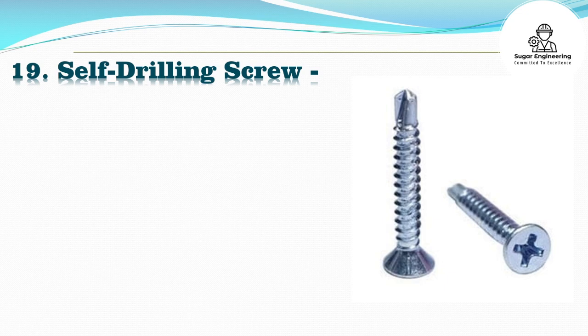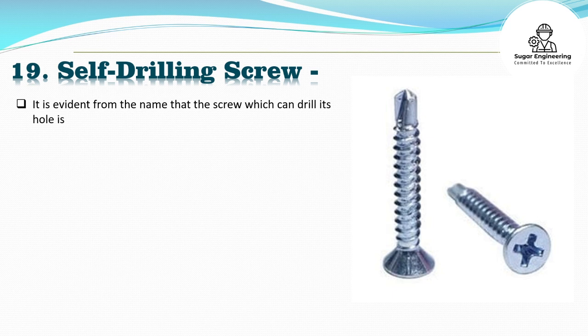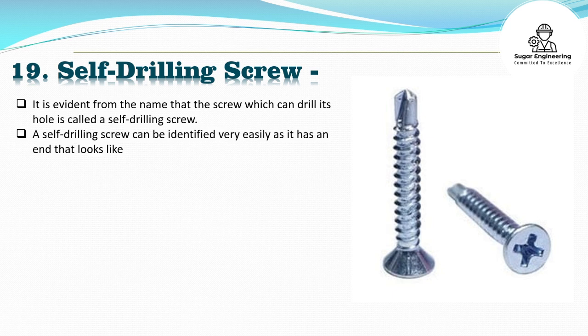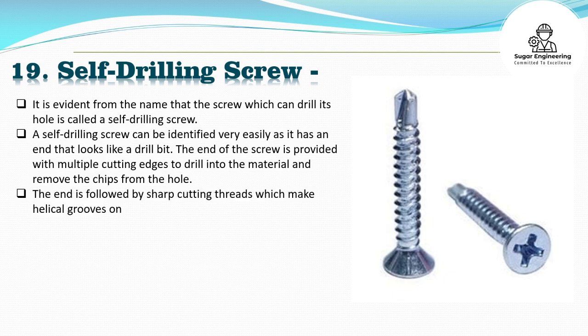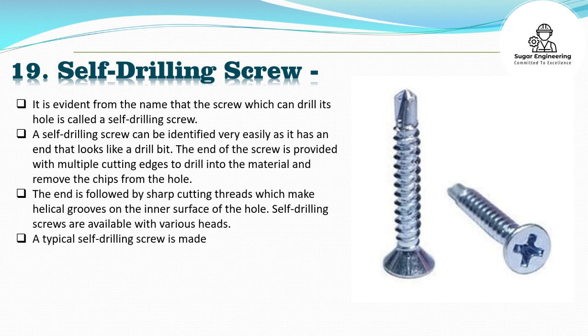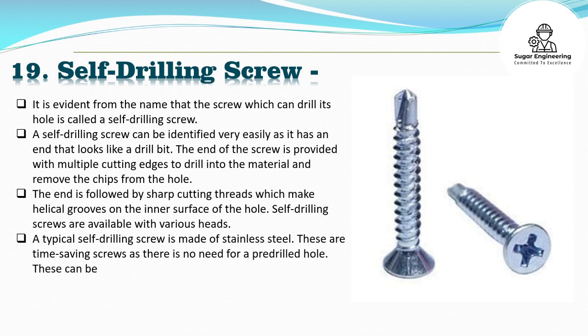19. Self-drilling screw. It is evident from the name that the screw which can drill its hole is called a self-drilling screw. A self-drilling screw can be identified very easily as it has an end that looks like a drill bit. The end of the screw is provided with multiple cutting edges to drill into the material and remove the chips from the hole. The end is followed by sharp cutting threads which make helical grooves on the inner surface of the hole. Self-drilling screws are available with various heads.